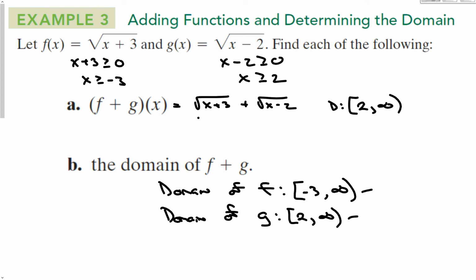Okay, and if I look at this function right here, my function of f plus g, I can sort of tell that if I plug in a 1 into this function, that's going to make this negative. But if I plug in a 2, that makes this 0, and that still makes this a number that is not negative, which is what I'm looking for. Okay, so this g function is the more restrictive. It has less numbers in the domain. So that's what I'm going to look for when I have the intersection.